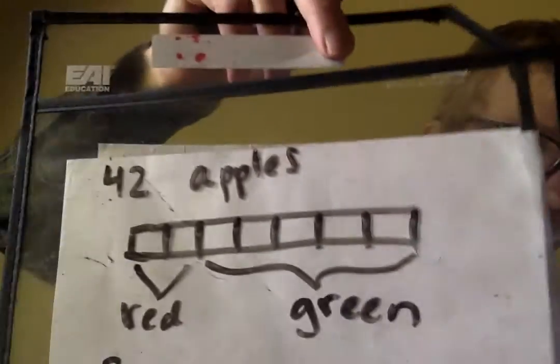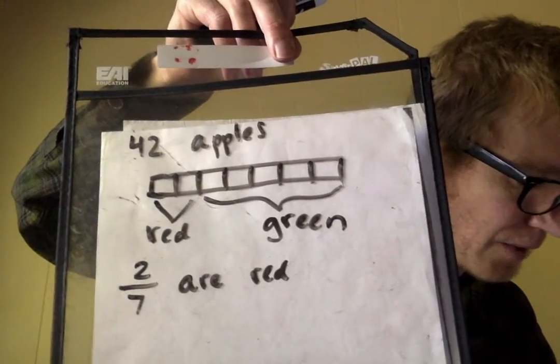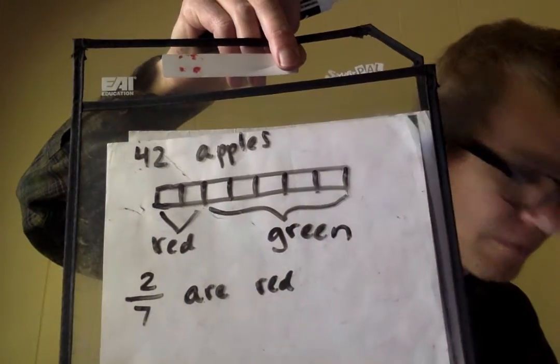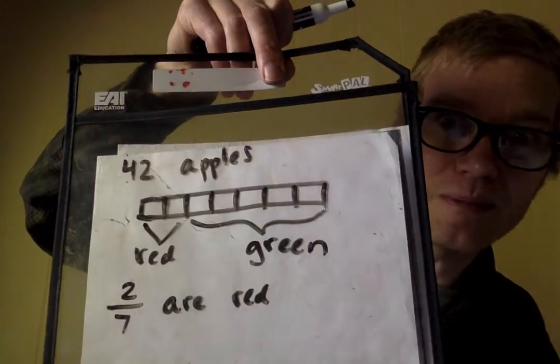We'll do another one. This is from the book. We have a whole bunch of apples. There are 42 apples. 2/7 of the apples are red, and the rest are green. How many are green? They keep giving us these two-step problems.